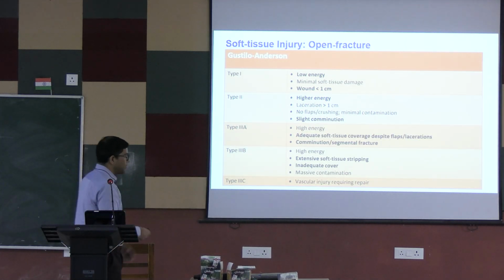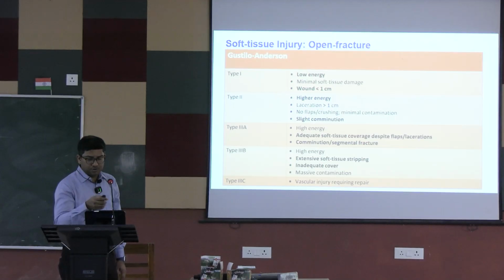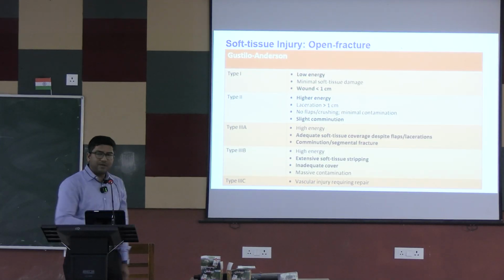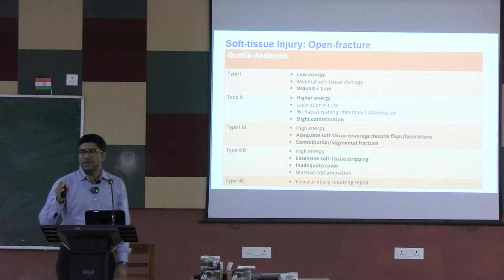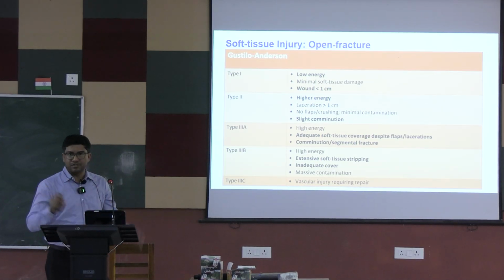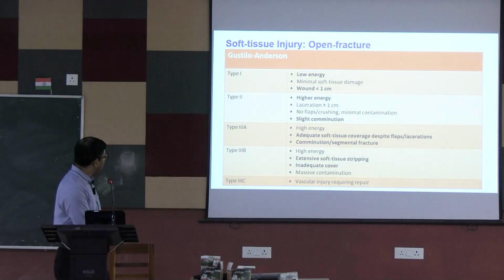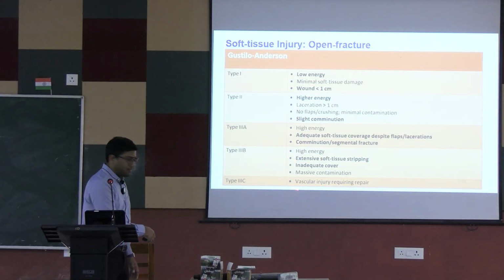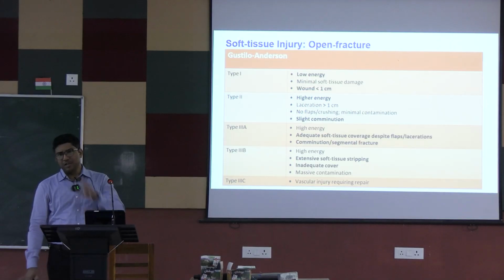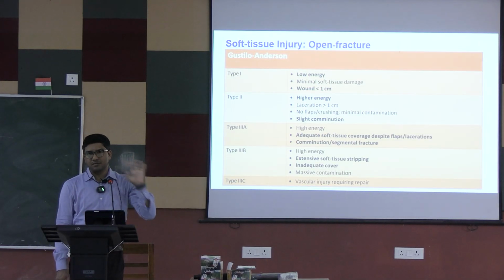That means, though it is large, you can close the wound and the bone is not exposed. In type 3B, it is more severe, with extensive soft tissue stripping, inadequate cover, and the bone periosteum is exposed. In type 3B, you need some kind of plastic surgery intervention to cover the wound. But in type 3A, you don't need this kind of intervention. Now type 3C, this is very important. It could have all these features plus vascular injury. So if a limb has a vessel injury, naturally it goes to 3C.